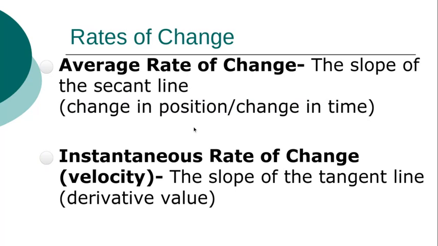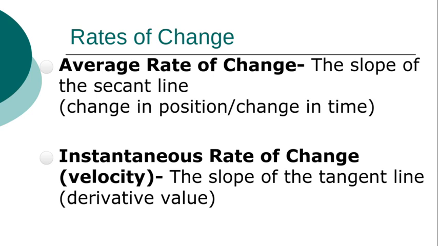So we want to mention the rate of change, okay? So there's 2 different types of rates of change. There's average rate of change, and when you're talking about a function, that would be represented by the slope of the secant line. And remember, a secant line is a line that crosses a function in 2 points. And this function would be your position function, right? So if you have a position function and you found the slope of the secant line, that would represent the average rate of change, which would be total change in position divided by total change in time, okay?